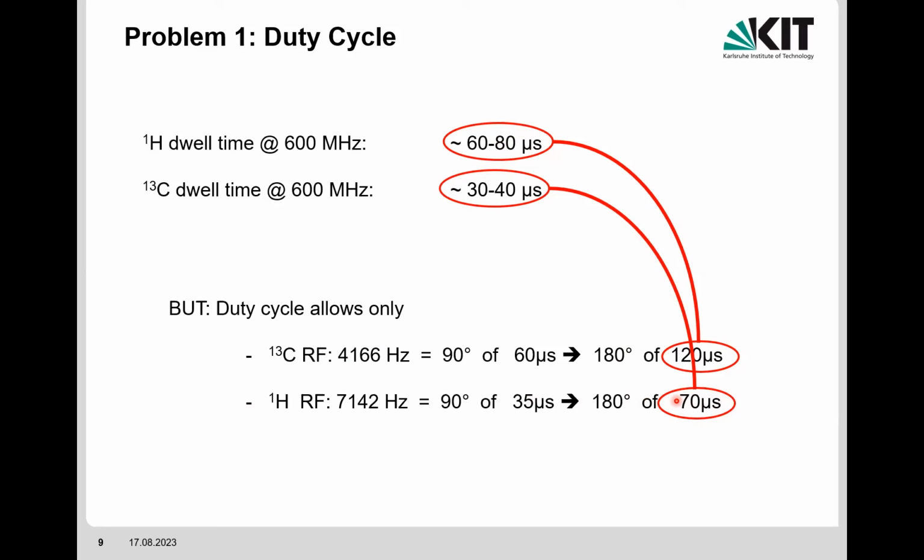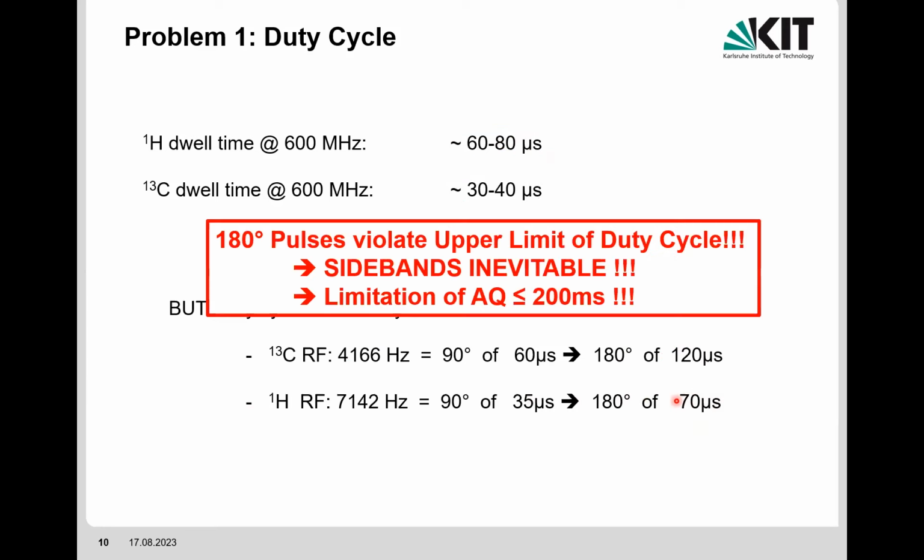So inevitably, we will not be perfect in our decoupling efforts. So we have 180-degree pulses. We violate the upper limit of the 2T cycle automatically. And as a consequence, we will experience sidebands. And also we have to limit our acquisition, because even allowing sidebands, we are at the limit of what the probe head can take. So typically spectrometer manufacturers tell us that the acquisition time should be limited to about 200 milliseconds when we use high power heteronuclear decoupling.